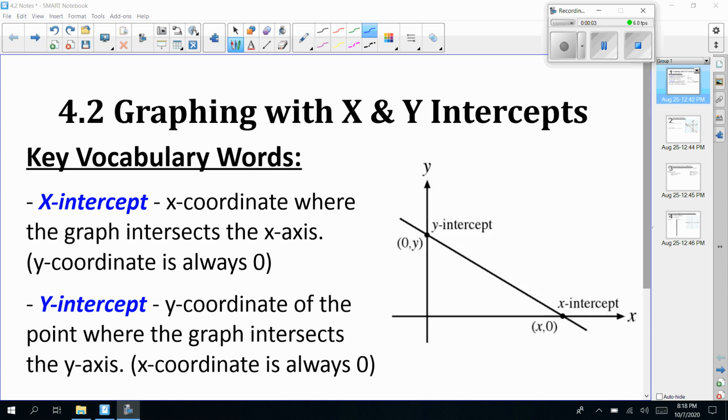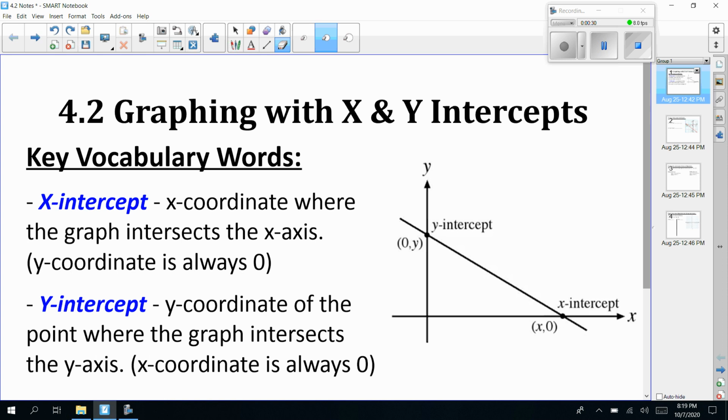Today we are going to graph using the X and Y intercepts. Some keywords that we need to know is the X-intercept. The X-intercept is the X-coordinate where the graph intersects the X-axis. Right here is our X-axis, and the intercept is where our line crosses the X-axis.